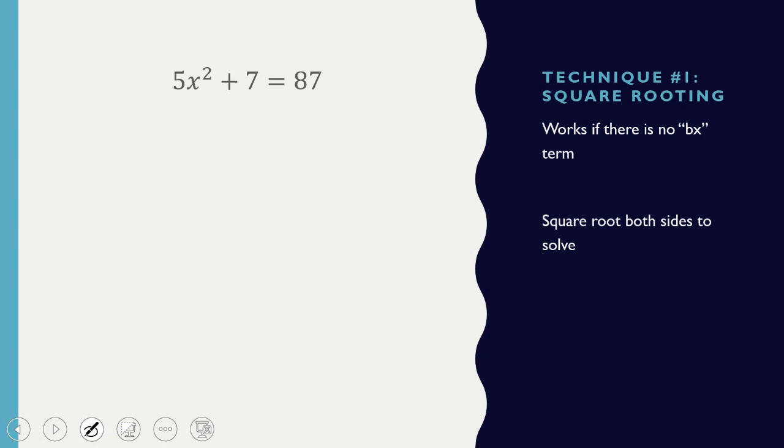So technique number one is called square rooting. This works best if there is no middle term, no bx term, and it's really easy. You just square root both sides to solve. Now, before you square root, remember you have to get the x squared by itself.